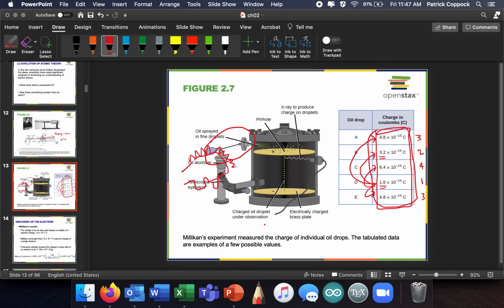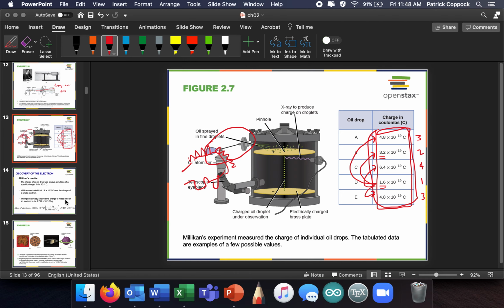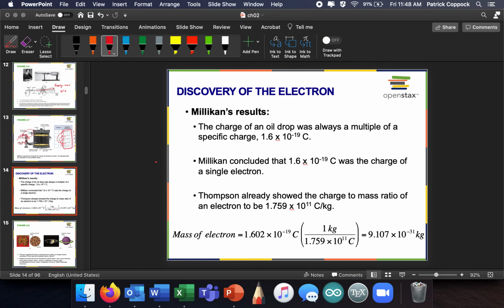So by doing that, he found the actual charge of the electron. Now I've got some notes in this next slide. Millikan found the charge of the electron was 1.6 times 10 to the negative 19 coulombs. Amazing. Now, he knew from Thomson's work what the charge to mass ratio was, right?